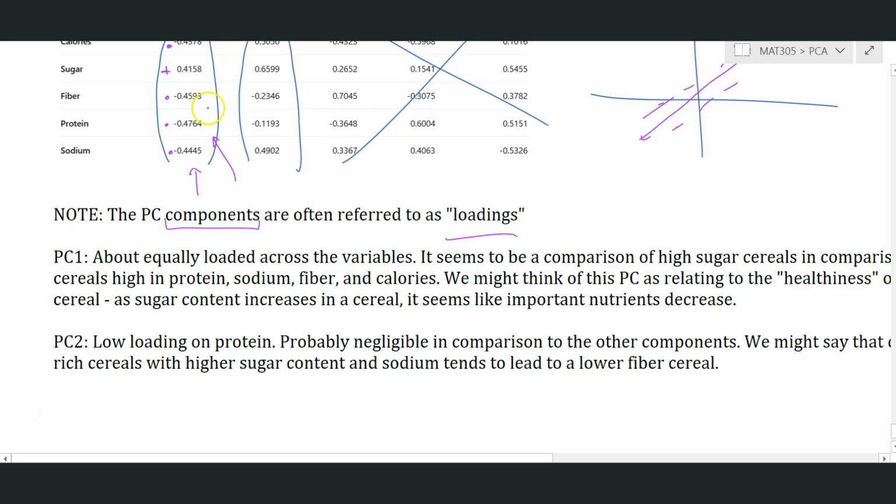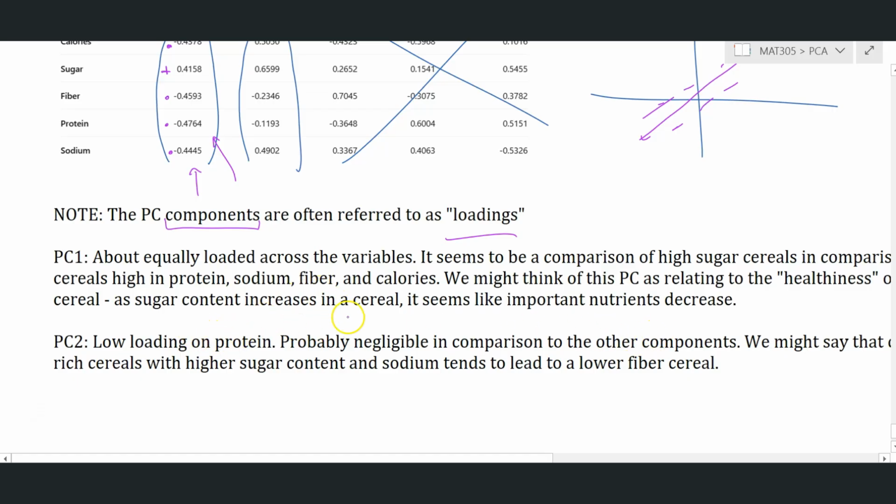As the negatives become more negative, the positive becomes more positive. So as you tend to decrease calories, fiber, protein, and sodium, you're going to tend to increase sugar. Or you could say that as you decrease sugar, you'll tend to find a cereal that is higher in calories, fiber, protein, and sodium. This is not every cereal. This is just a description, a summary of those cereals. So about equally loaded across the variables. We noticed that with the magnitudes of the values being close. It seems to be a comparison of high sugar cereals in comparison to cereals high in protein, sodium, fiber, and calories. We might think of this principal component as relating to the healthiness of the cereal.